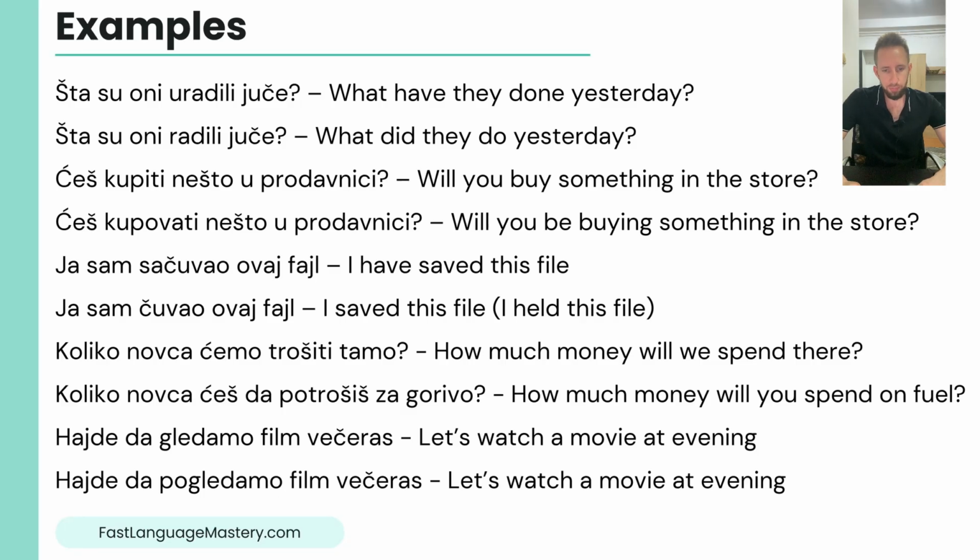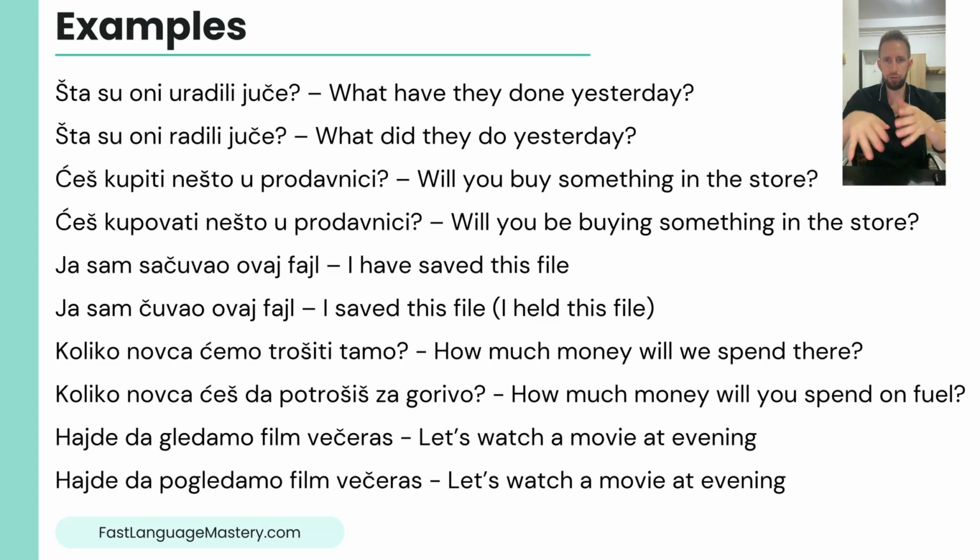Hajde da gledamo film večeras. Hajde da gledamo film večeras means let's watch a movie at evening. And then, hajde da pogledamo film večeras. Let's watch a movie at evening. The same translation, but in the first variant, hajde da gledamo film večeras, we talk about watching a movie as a process. And hajde da pogledamo film večeras, we talk about watching a movie about action with result.